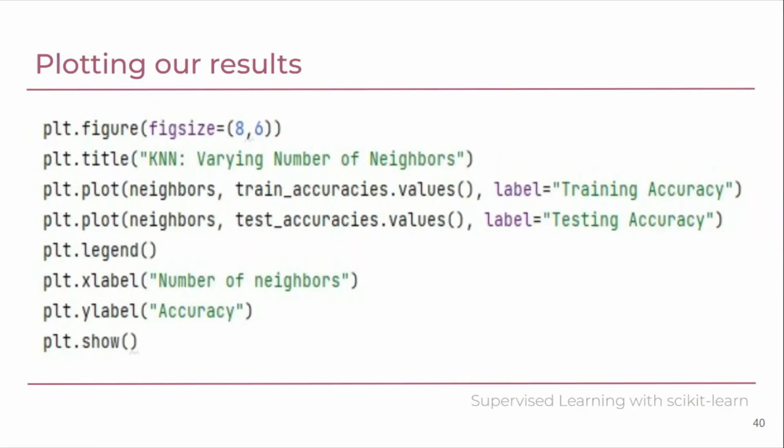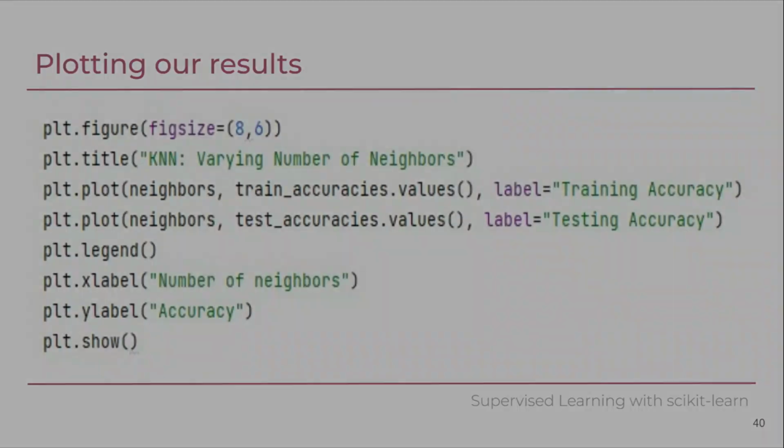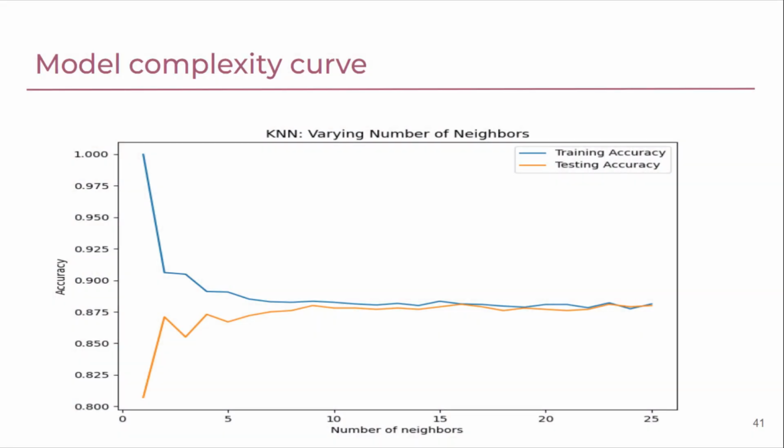After our for loop, we then plot the training and test values. Here's the result. As k increases beyond 15, we see overfitting where performance plateaus on both test and training sets, as indicated in this plot. The peak test accuracy actually occurs at around 13 neighbors.